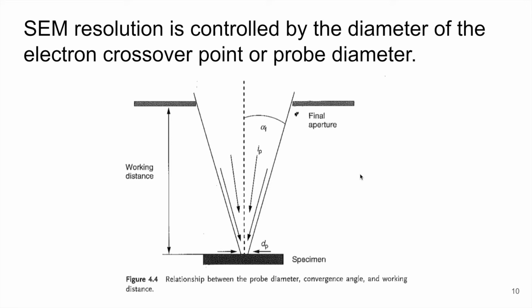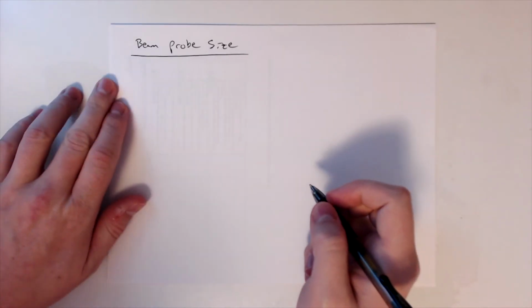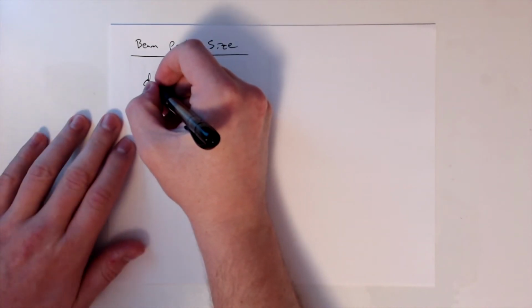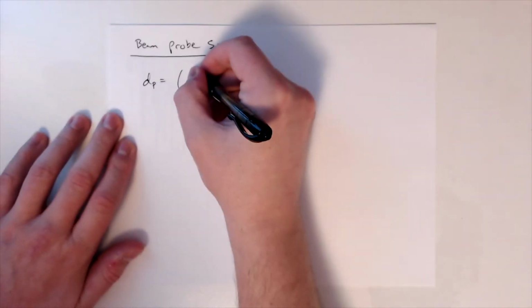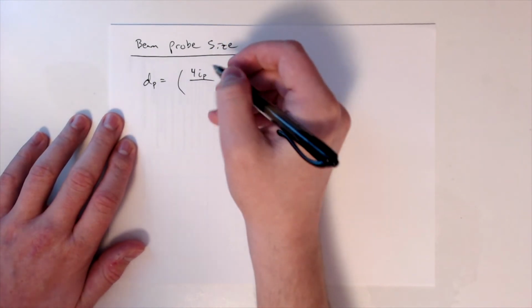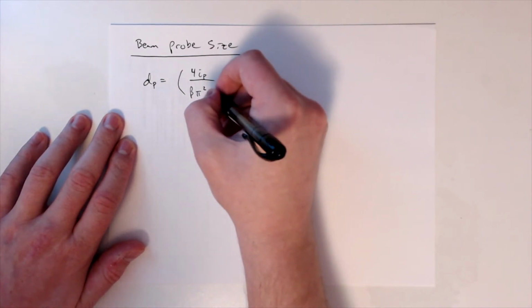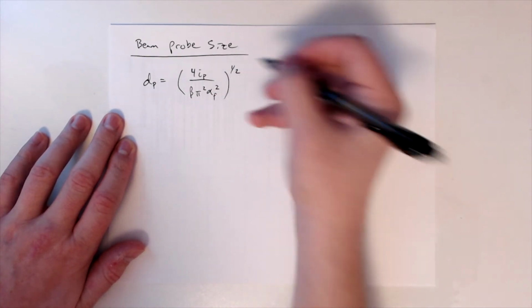Okay, so let me switch over to the paper, and I'll give you an expression that gives us the probe diameter as a function of some of these parameters. All right, so we can approximate the probe size by a number of factors. And so again, we refer to the probe diameter as d sub p. And so this is equal to 4 over the current, and then beta pi squared alpha f squared, and all of this is to the 1/2.